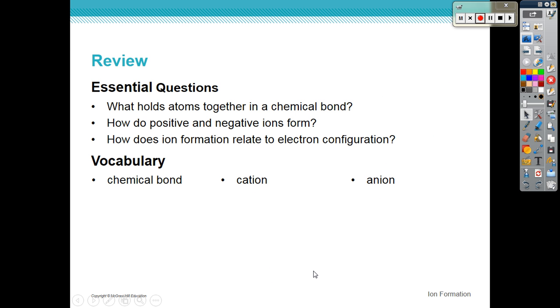All right, so that's the end of 7.1. Please work on the assignment for 7.1, which is just going to test you over predicting the charges, the number of valence electrons and the charges for the different ions, and basically how those ions are being created.